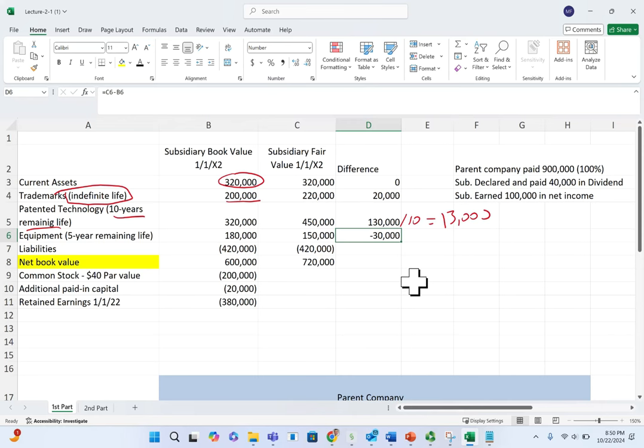Once you purchase this equipment, you have to bring it down to 150. Therefore, as a result, you are going to be saving on your depreciation. If it has 5 years remaining and we divide this by 5, think of it as a negative depreciation. That's basically what it is. We have to reduce our assets by 30,000 and our depreciation expense by 6,000.